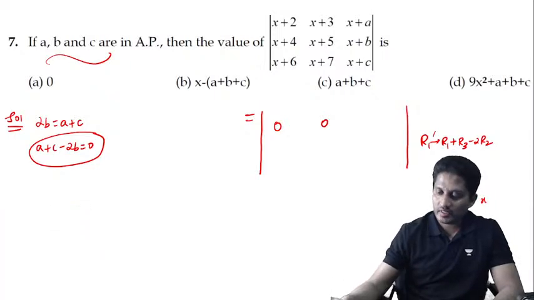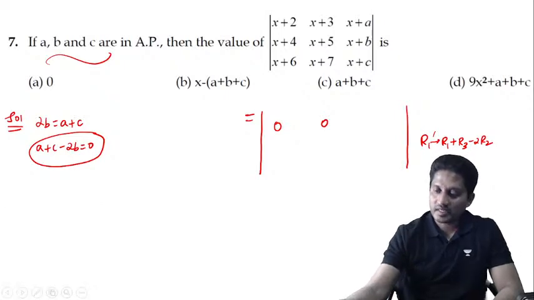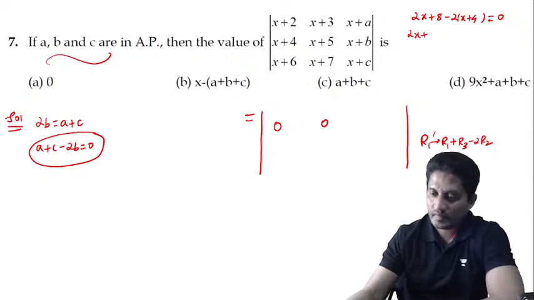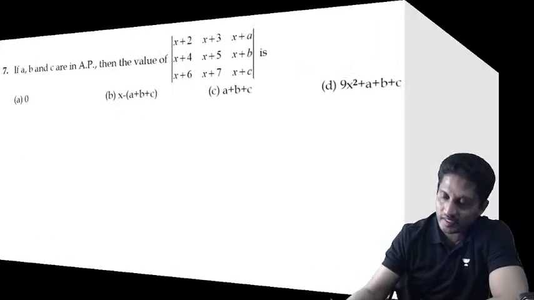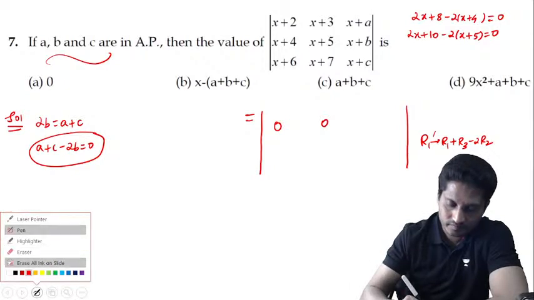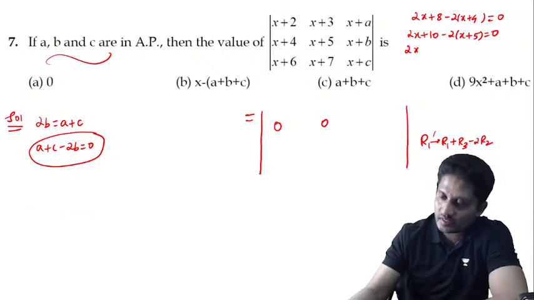Okay, I'll do here. So R1 plus R3, right? R1 plus R3, 2x plus 8, minus 2 times R2, 2 times x plus 4. You open the bracket, you get 0. Again 2x plus 10, minus 2 times R2 is 2 times x plus 5. Open the bracket, it is 0. Right, again R1 plus R3, 2x plus A plus C, minus 2 times R2 is x plus B. If you open the bracket, you get A plus C minus 2B, which is equal to 0.